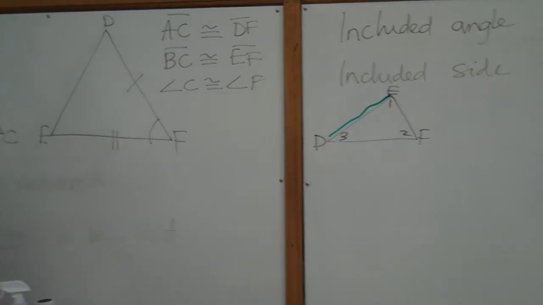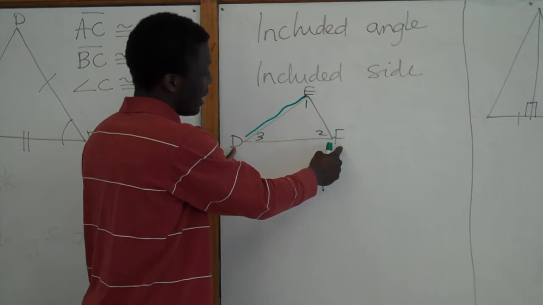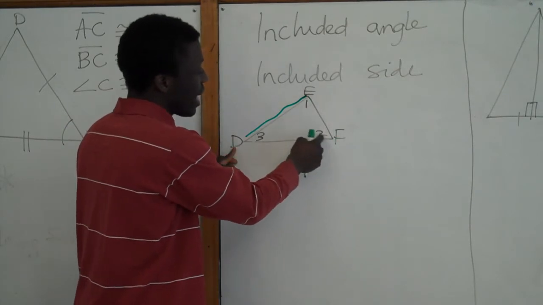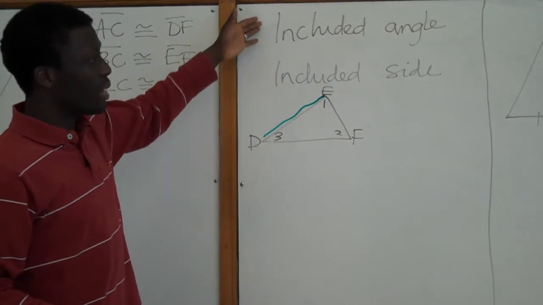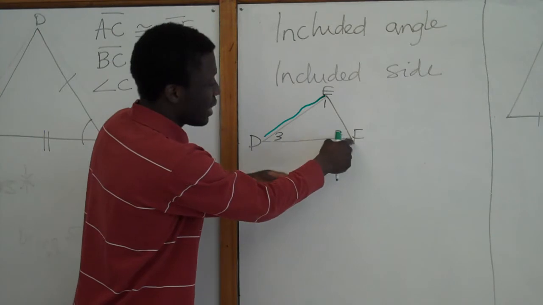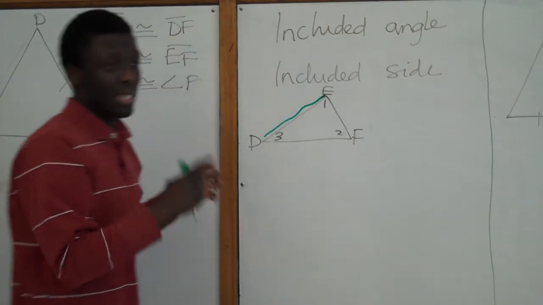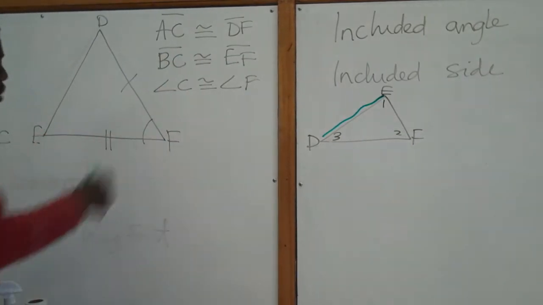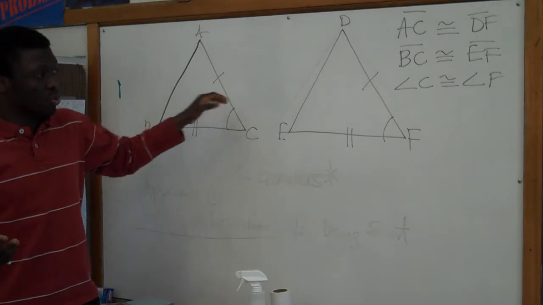So when they ask what is the included angle for DF and EF, so DF and EF, they meet right there. So the included angle will be angle 2. So make sure you understand what they mean by an included angle, which is found when two lines like that meet right there, and the included side, when two angles are mentioned, is the side that corresponds to those angles.